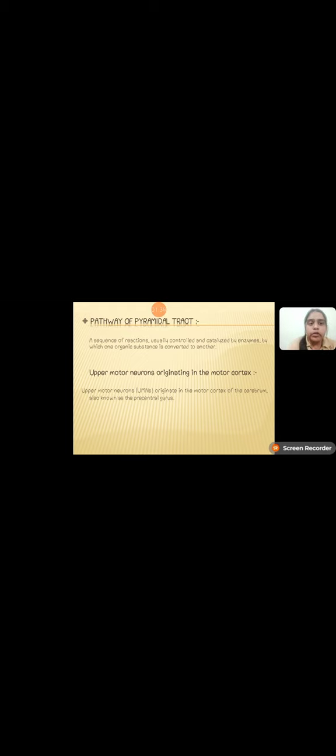The upper motor neurons originate in the motor cortex of the cerebrum. Decussation is the crossing of the corticospinal tract fibers from one side of the central nervous system to the other, near the junction of the medulla and the spinal cord. It continues into the spinal cord just above the origin of the first pair of cervical spinal nerves.